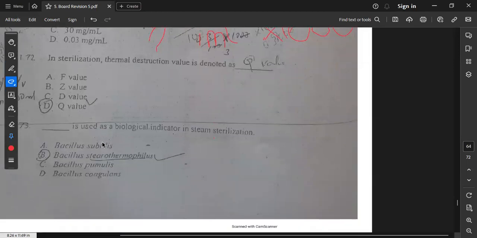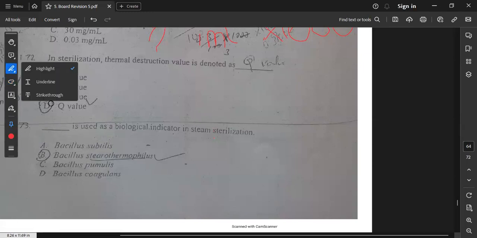Dash is used as a biological indicator in steam sterilization: Bacillus subtilis, Bacillus stearothermophilus, Bacillus pumilus, or Bacillus coagulans. So B. Bacillus stearothermophilus is used as a biological indicator in steam sterilization.